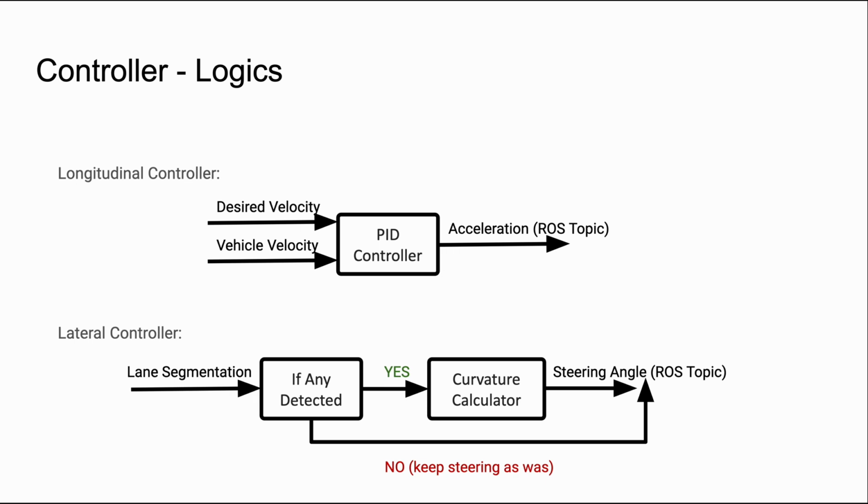and publish it. Then for our essential lateral controller, our lane segmentation images are fed into our curvature calculator, where we use some geometry and physics to find a new steering angle. If we couldn't detect any of the lanes, we'll maintain the original steering angle.